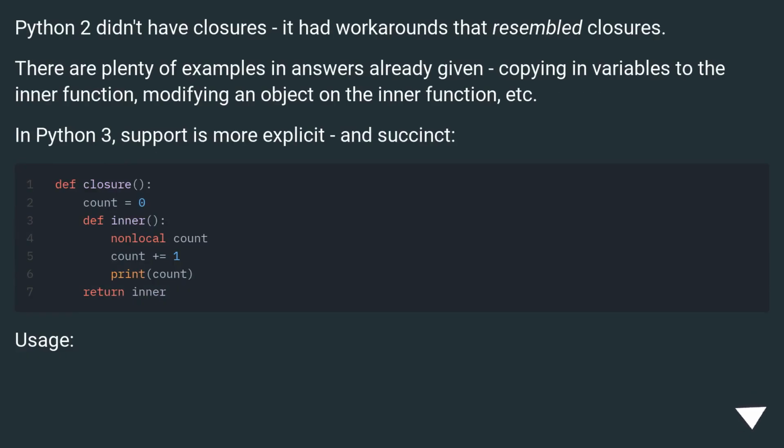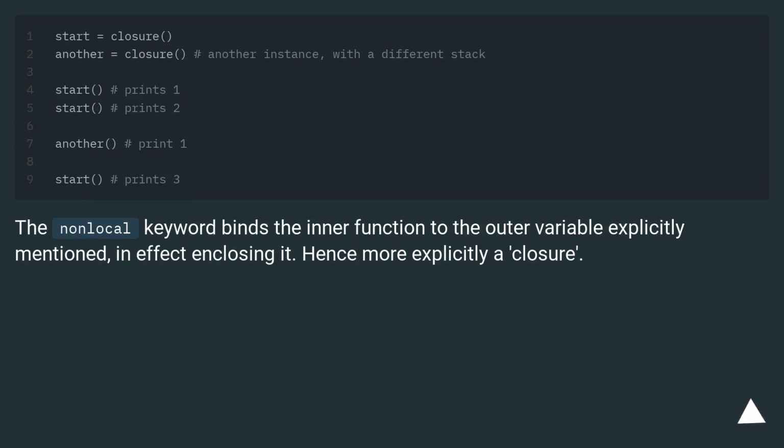Python 2 didn't have closures, it had workarounds that resembled closures. There are plenty of examples and answers already given: copying in variables to the inner function, modifying an object on the inner function, etc. In Python 3, support is more explicit and succinct. Usage. The nonlocal keyword binds the inner function to the outer variable explicitly mentioned, in effect enclosing it. Hence more explicitly a closure.